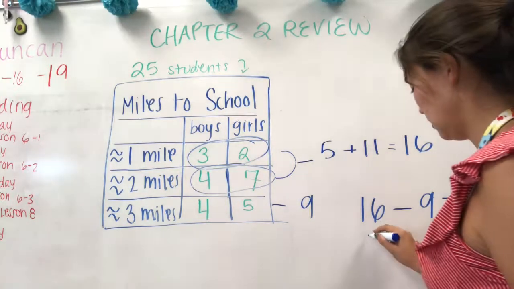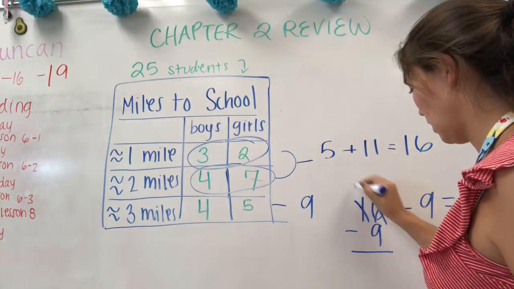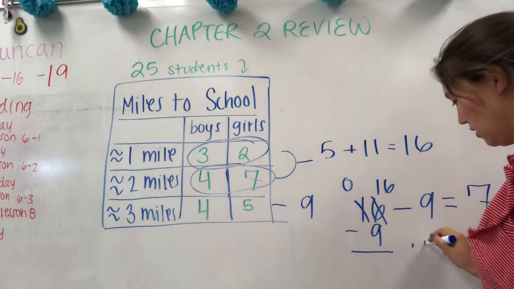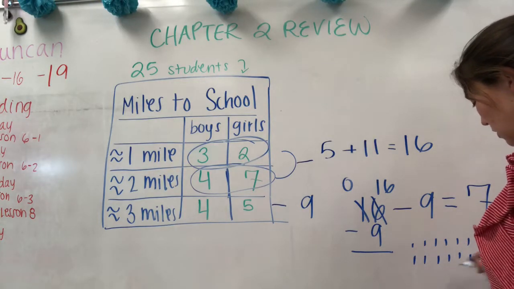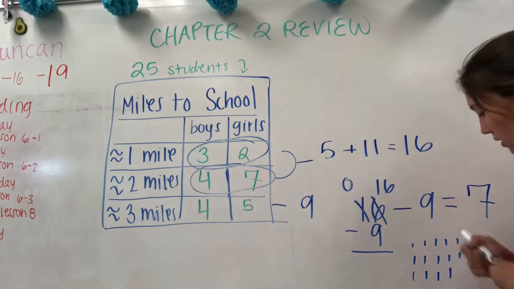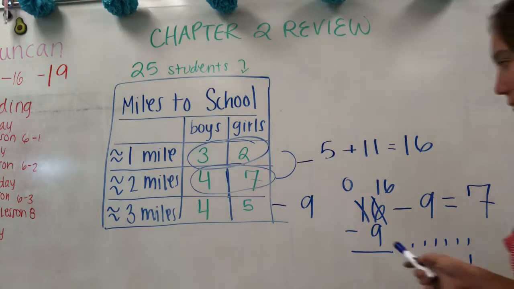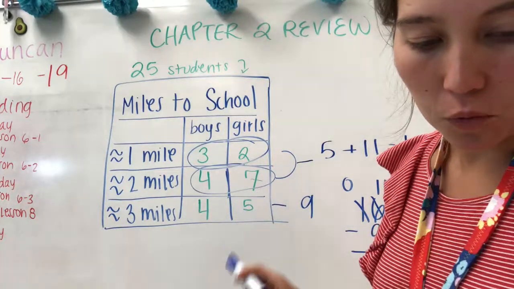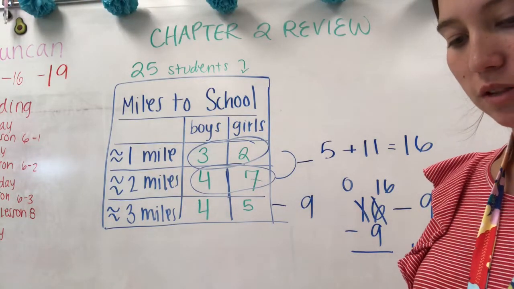I know that because if I do it like this, 6 won't work. I lose my 0 there. 16 minus 9. 12, 13, 14, 15, 16. 16, I subtract 9. 1, 2, 3, 4, 5, 6, 7, 8, 9, and I'm left with 1, 2, 3, 4, 5, 6, 7. So I know that 7 more students live about 2 miles or less from school than students who live about 3 miles from school.